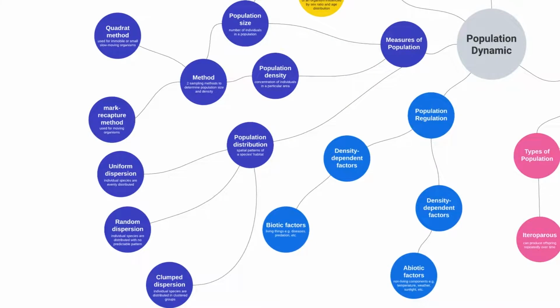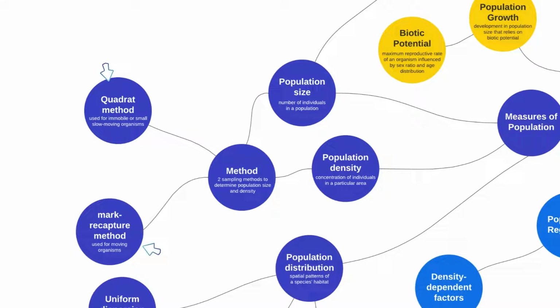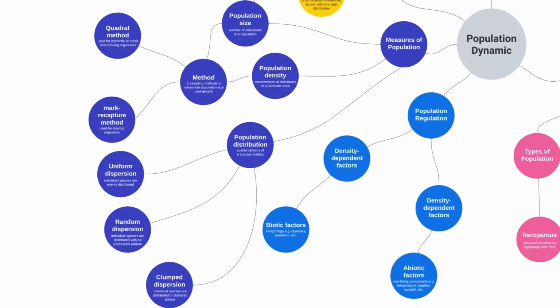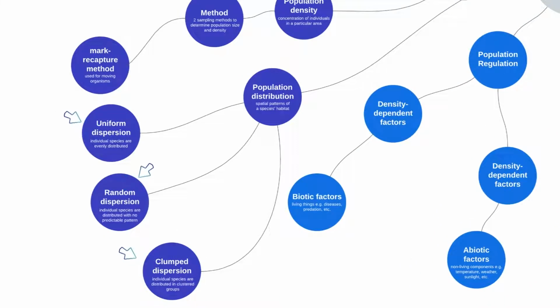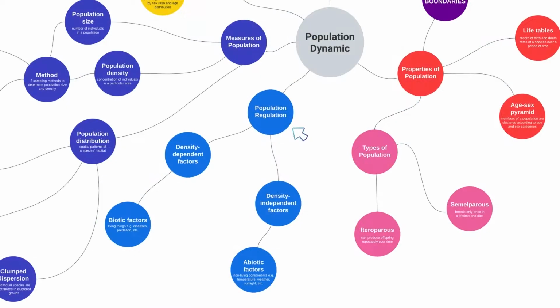Now, there are 2 sampling methods to determine population size and density, namely the quadrant method, which is used for immobile or small, slow-moving organisms, and mark recapture method, which is used for moving organisms. Furthermore, there are 3 types of population distribution. They are uniform dispersion, where individuals are evenly distributed; random dispersion, where individuals are distributed with no predictable pattern; and clump dispersion, where individuals are distributed in clustered groups.